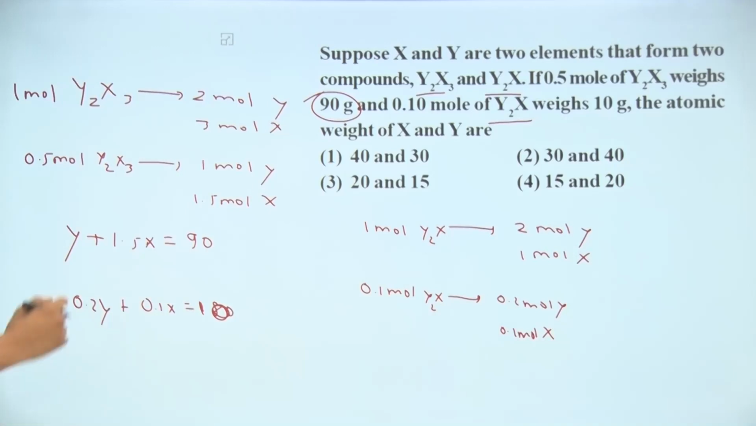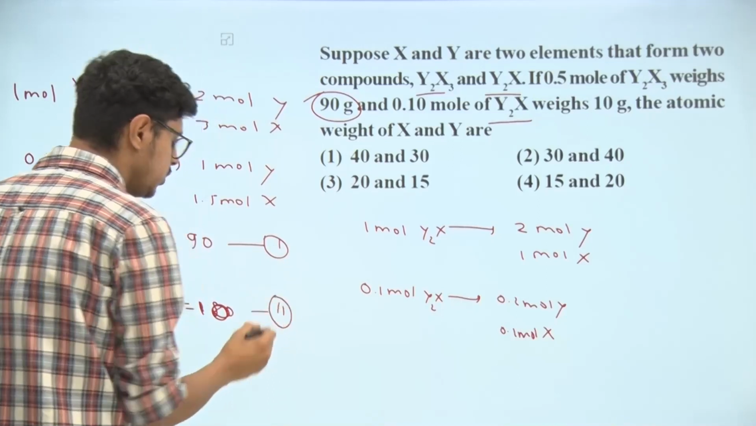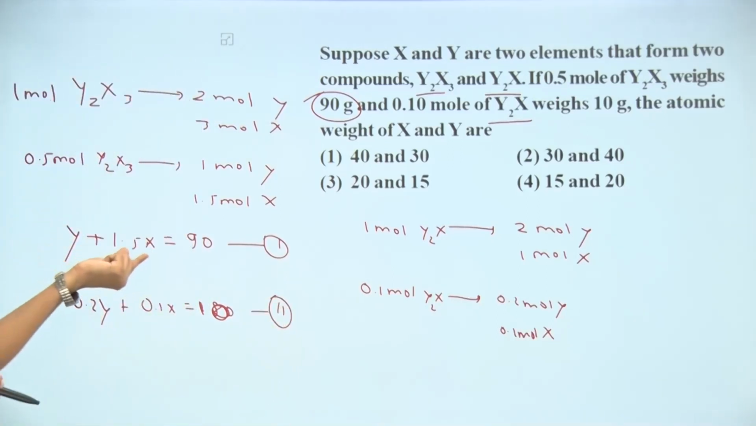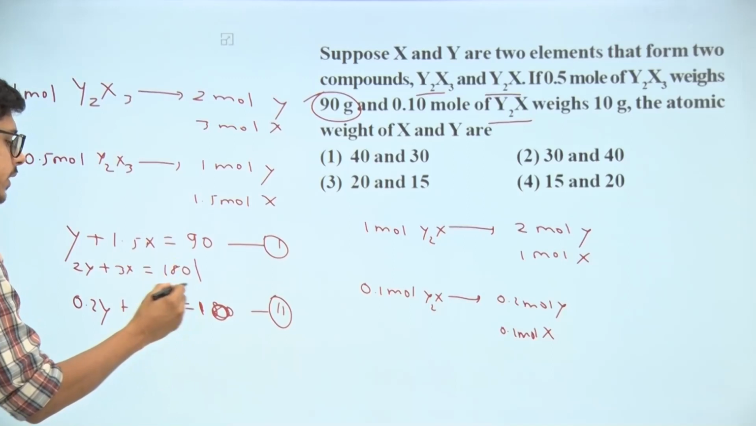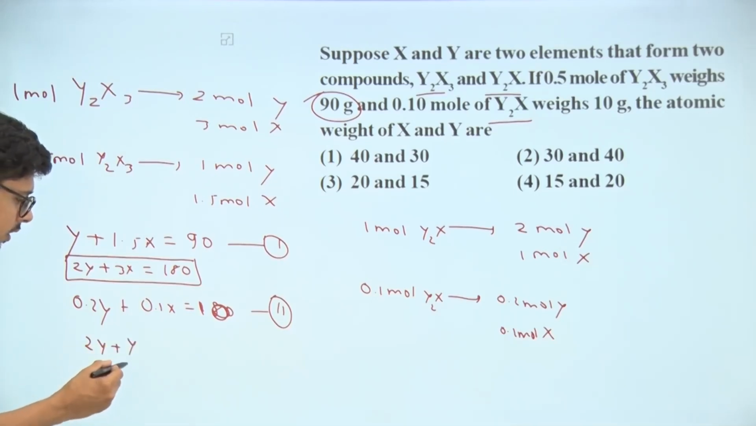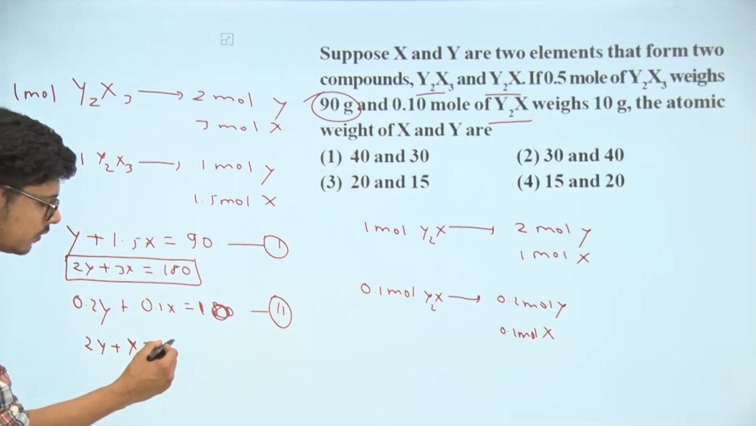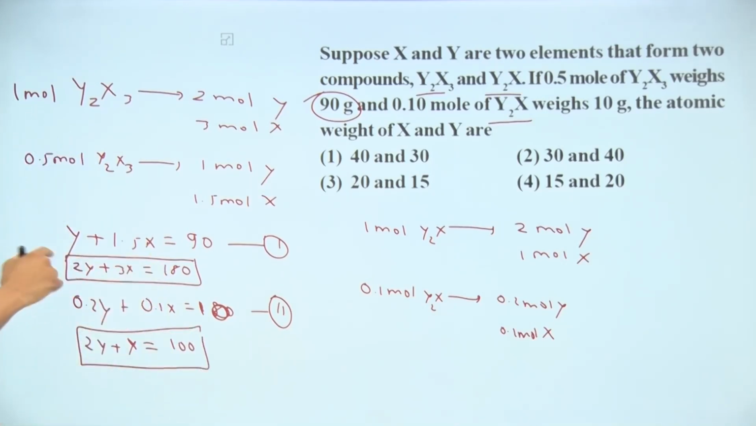Okay, so now we need to solve these two equations. This is equation 1, this is equation 2. First of all, multiplying equation 1 by 2, we get 2y plus 3x equal to 180. And multiplying equation 2 by 10, we get 2y plus x equal to 100. On solving these two equations, we subtract equation 2 from equation 1.